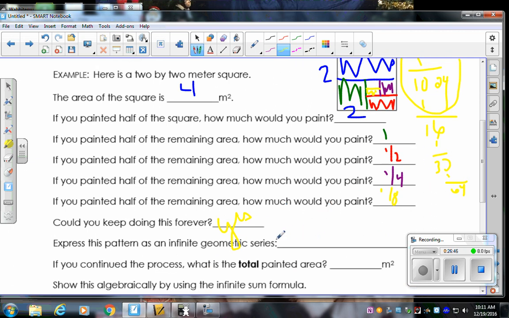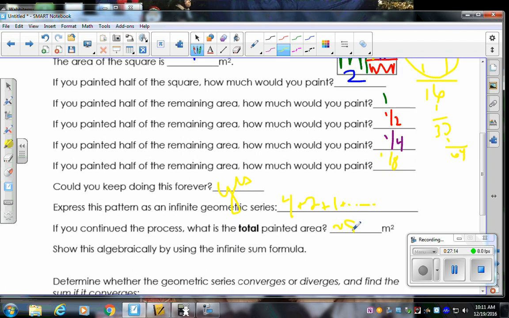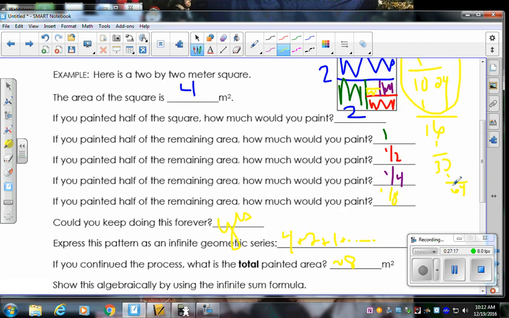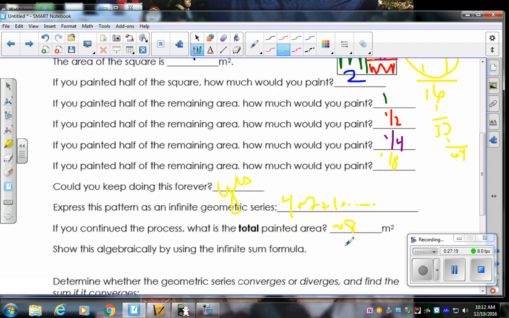So if I were to express this as an infinite geometric series, it's 4 plus 2 plus 1 plus etc. Okay, and I can find the total. If I add up the numbers I have 4 plus 2 plus 1 plus 1/2 plus 1/4 plus 1/8. And I could keep going, plus 0.0625 plus, etc. So I'm roughly getting about 8 meters squared. It's just shy of it, okay? Because all of these up here are going to make a difference. All right, so it's about 8 meters squared.